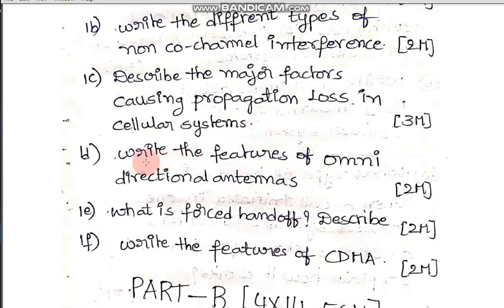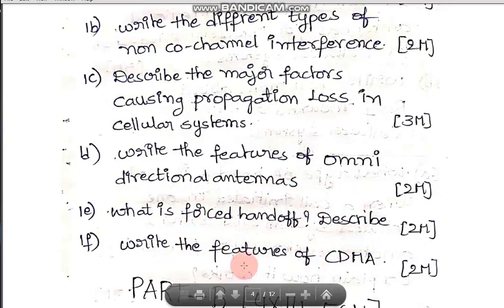And the fourth question is, write the features of omnidirectional antenna for 2 marks, and what is a forced handoff. Describe forced handoff for 2 marks. And last is, write the features of CDMA, which is for 2 marks. So we need to take care of all the abbreviations also, including definitions.